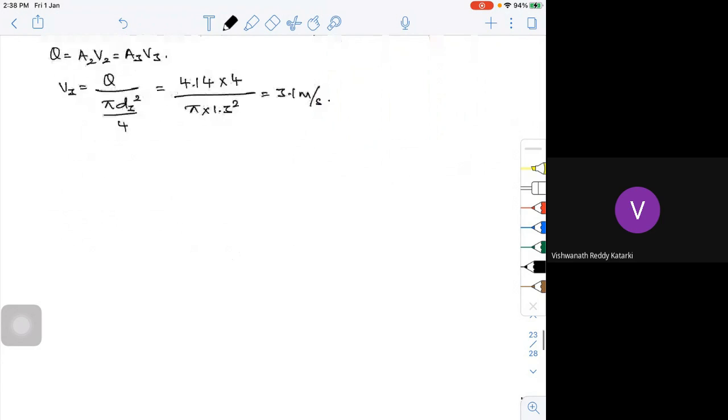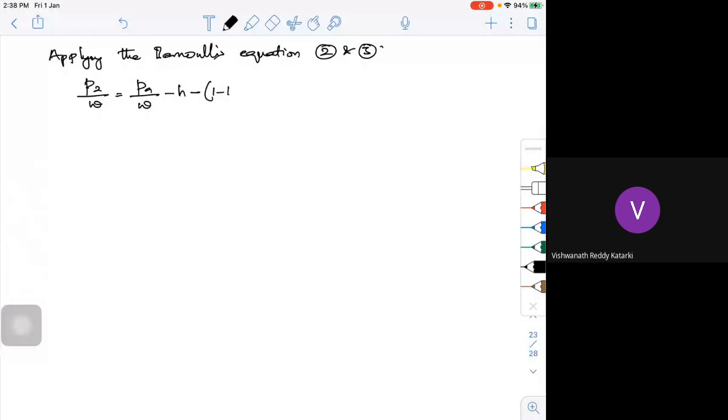Now let us try to apply Bernoulli's equation for these conditions, between section 2 and section 3. I'm going to use the same formula: P2 by W is equal to PA by omega minus H minus (1 minus K) into (V2 square minus V3 square) by 2 into G. Here V2 and V3 are different. Let's substitute everything.